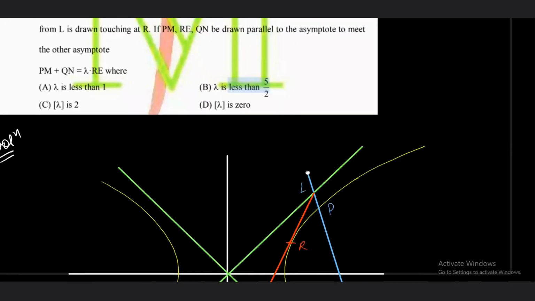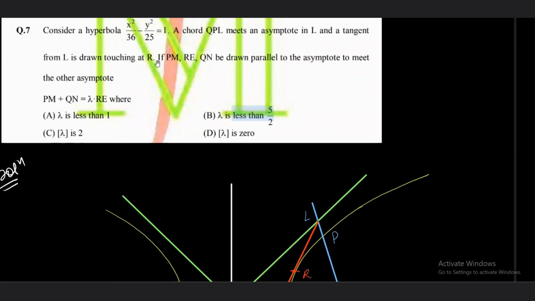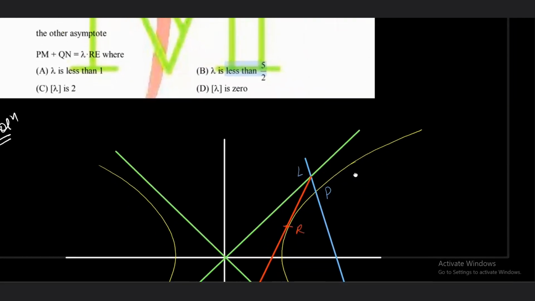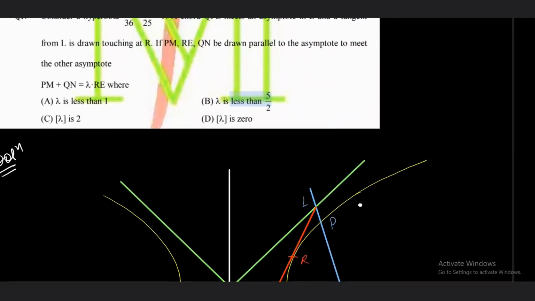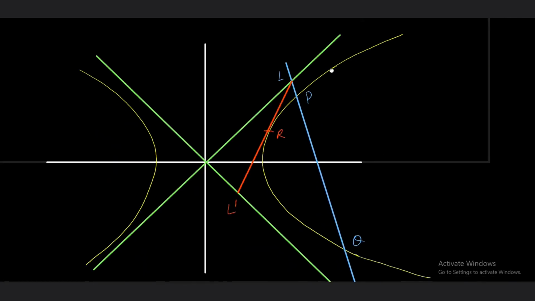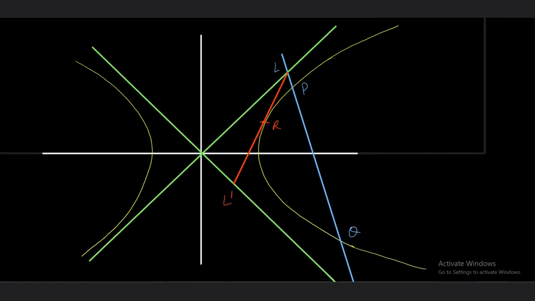Okay. Next, what is drawn touching at R? If PN, RE and QN be drawn parallel to asymptotes to meet the other asymptote. Now from the point P, you are tracing the line parallel to the asymptote to meet the other asymptote. P से भी ड्रॉ करना है, R से ड्रॉ करना है and Q से ड्रॉ करना है. So, in my next step, now I'm going to trace the lines parallel to asymptote from P, R and Q. So started with P, this is the parallel line. Then from R, this is the parallel line. And from Q, this is the parallel line. This is the line parallel to the asymptote, right?